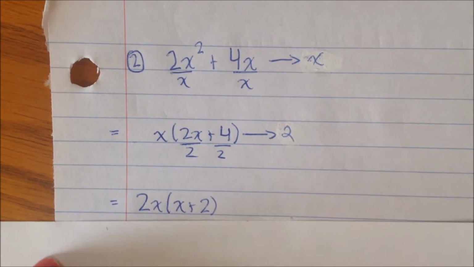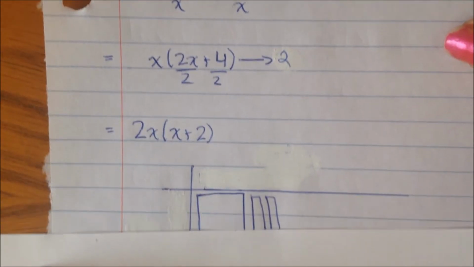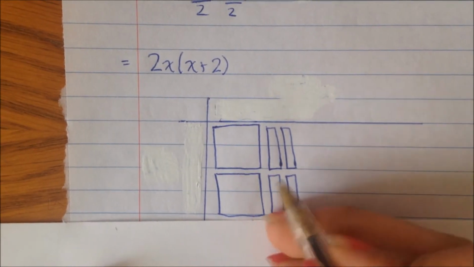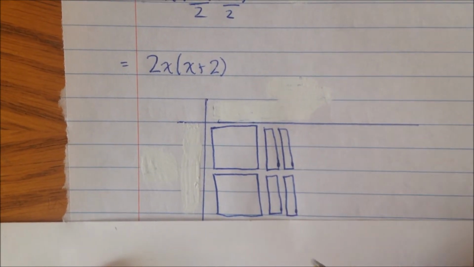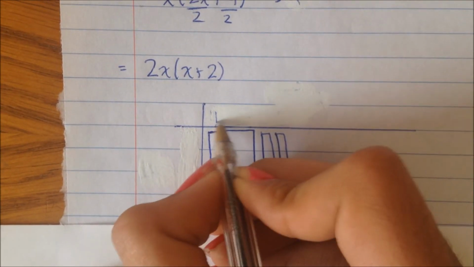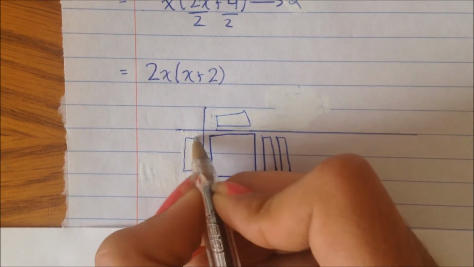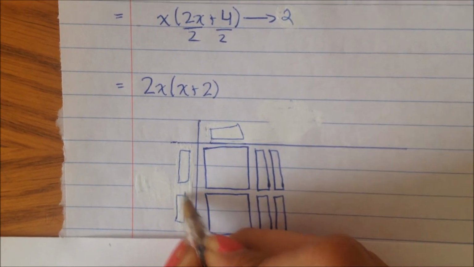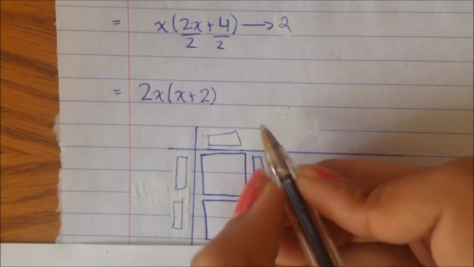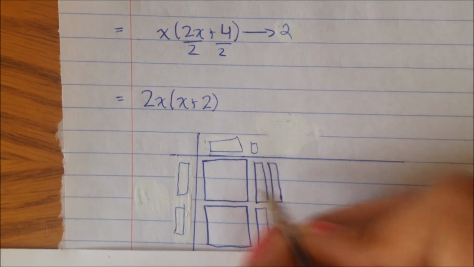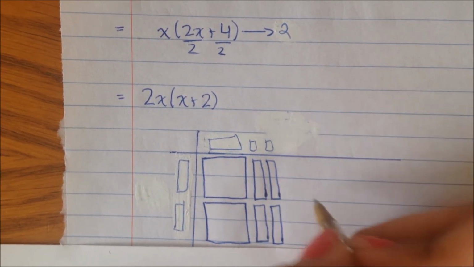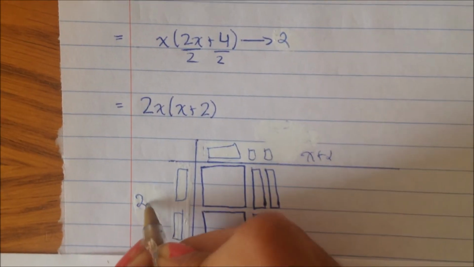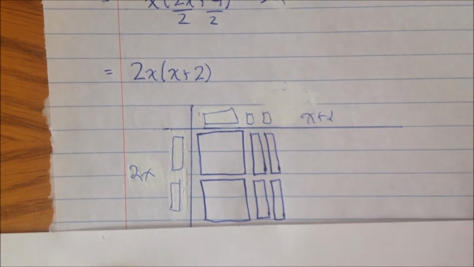Once again, let's check our answer using algebra tiles. So here we have 2x squared tiles and 4x tiles. To get an x squared tile, you multiply x by x. Once again, to get an x squared tile, you multiply x by x. To get an x tile, you multiply x by 1 and x by 1. So now on the sides, we have x plus 2 and 2x, as seen here.